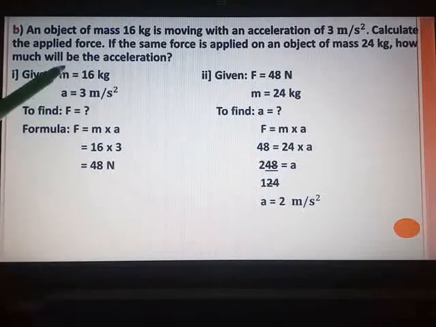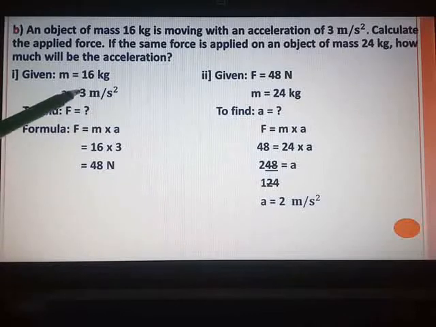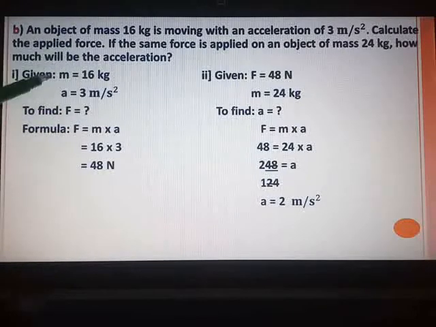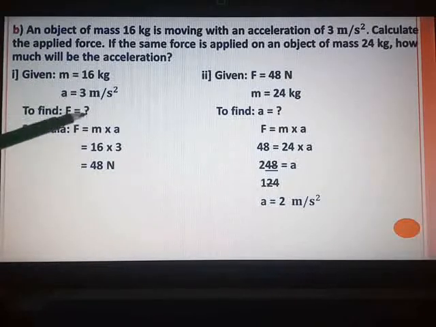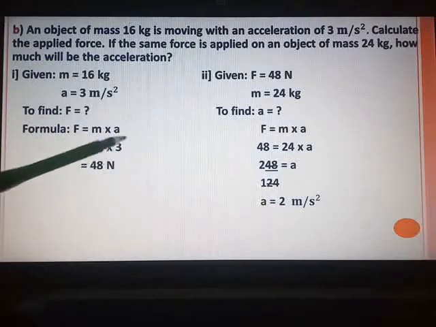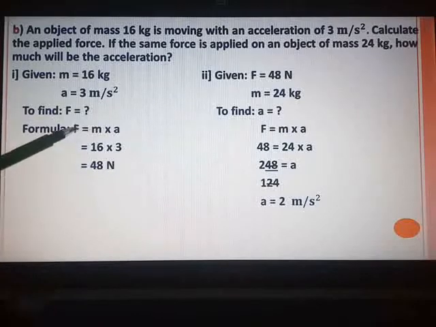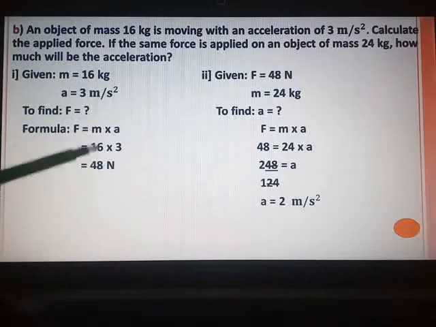First case, mass is 16 kg, so m is 16 kg. Acceleration a is 3 meters per second square. Calculate the applied force. So you have to find capital F. Use the force equation. F is equal to m multiplied by a. Substitute the values. 16 multiplied by 3. That comes out to 48 as it is force. And the units are in MKS system. The value is 48 Newton.